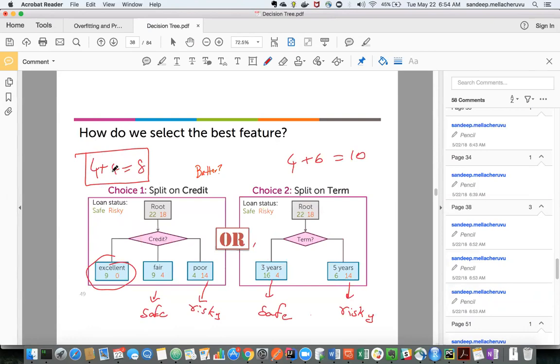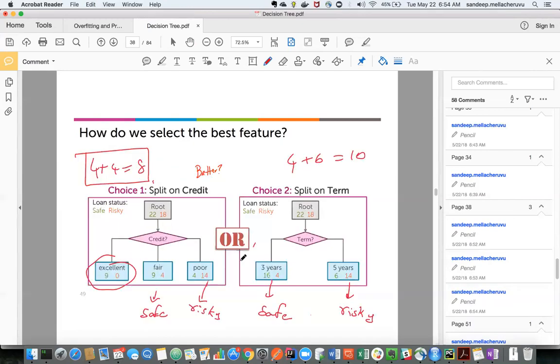Yes, Sandeep. So according to the data, you count how many mistakes you are doing. If you are doing more mistakes, obviously you're wrong. It is one of the simplest criteria you can use to find out which one is the best split. Now, based on the simplest criteria, I can say credit is much better than term. Okay.